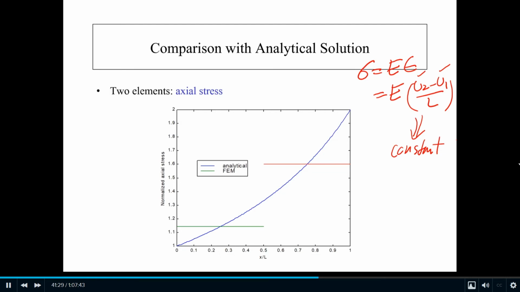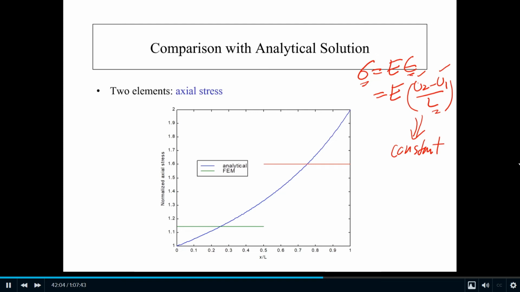So it means that for each element, strain is constant. Stress is also constant for a linear element. This happens when you use linear approximation for displacement here. You know that strain is the derivative of the displacement, right? So if displacement is linear, then strain is of course constant. So for each element, the stress would be constant.